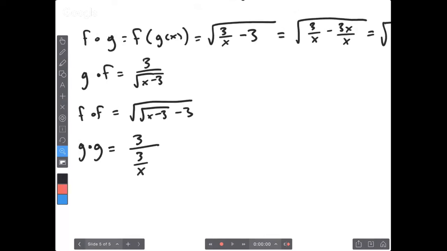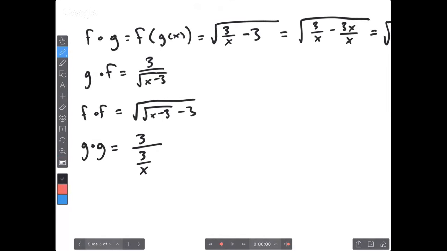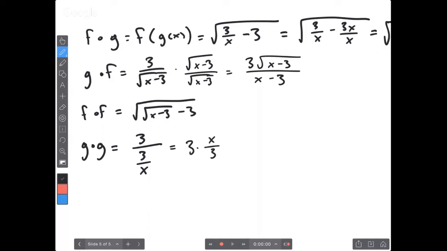Going back over here, again, if I maybe want to get the radical out of the denominator, I could say times root x minus 3 over root x minus 3. Now I'm looking at 3 root x minus 3 over x minus 3. That looks good. And maybe I don't like having a compound fraction. So I say this is equal to 3 times x over 3. Oh, and look at that one actually cleans up. It's its own inverse. Sweet.